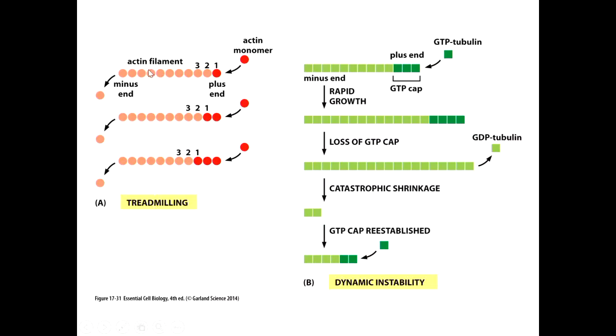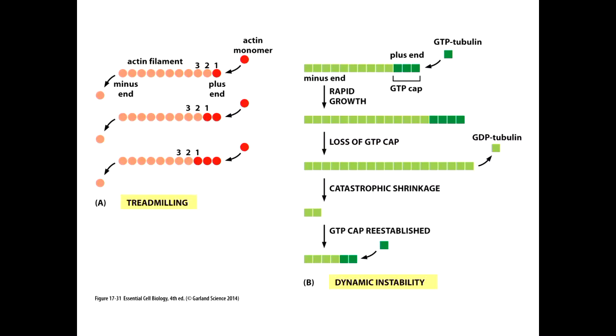So while this part of the filament stays the same, you take stuff off from one side and you add them on the other side, and the movement treadmills. The actin filament will actually, as a whole, end up in a different location because you're taking stuff off from the back and putting it on the front. Kind of like how a treadmill works, if you think about it. So that's why it's called treadmilling.